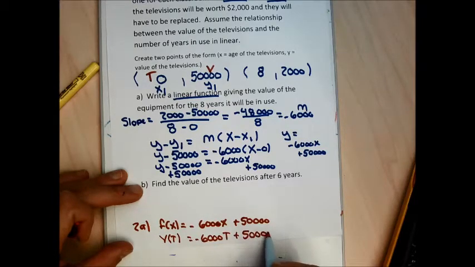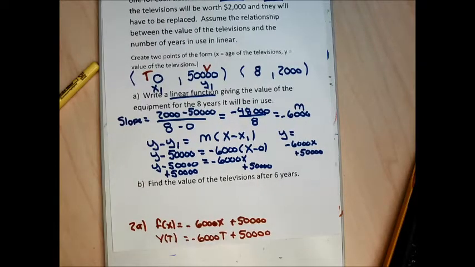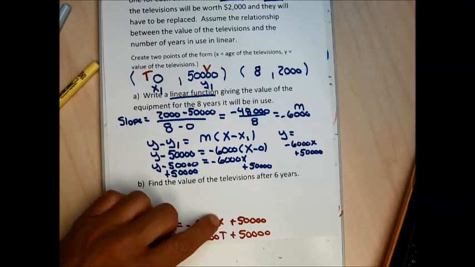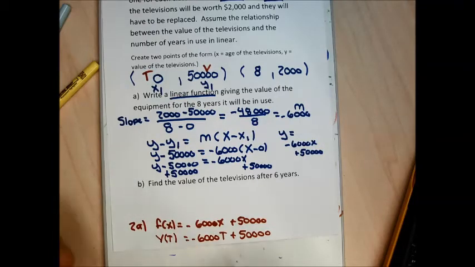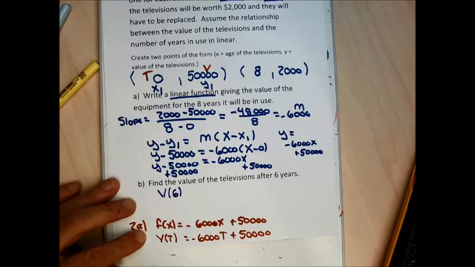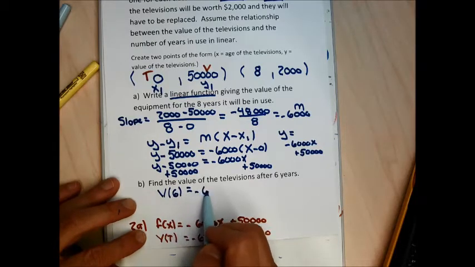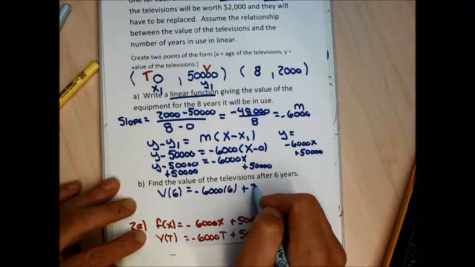Both of these are perfectly correct answers for question 2a. For part B, to find the value after 6 years, I'm just going to plug in 6 to whatever equation I use for the variable that represents time. So to do part B, the value after 6 years, I'll do f of 6 equals negative 6,000 times 6 plus 50,000.